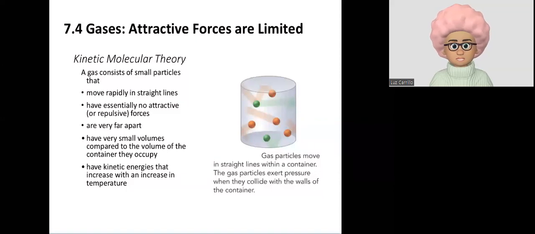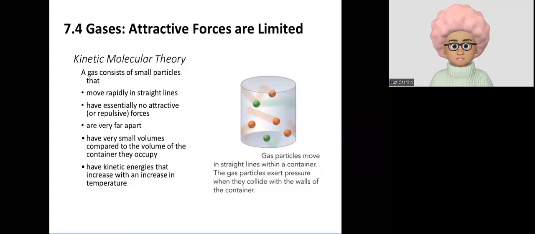In this video, we're going to continue talking about the concepts of chapter 7. Now we're going to focus on gases. Gases have limited attractive forces. And whenever we talk about gases and their behavior, it is important to discuss the kinetic molecular theory.